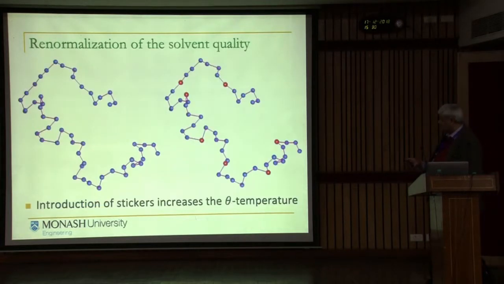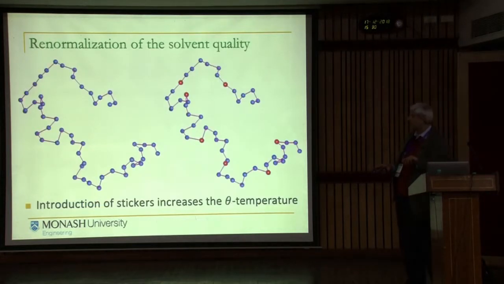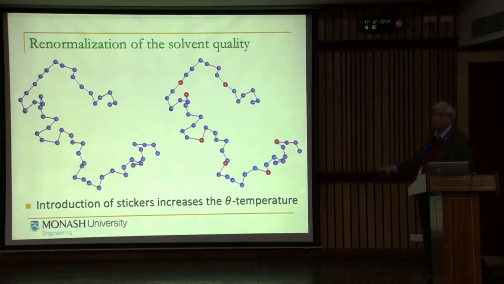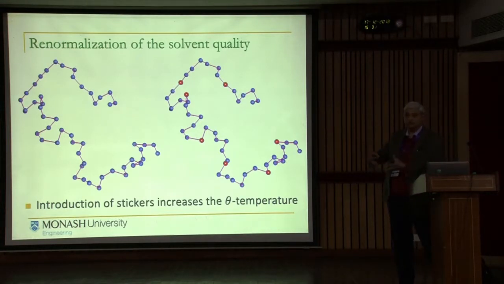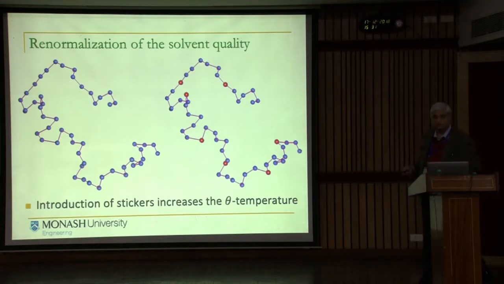Okay. I want to point out one important factor that's going to play a role later on. If you imagine you have a homopolymer in a solution, then you're aware there's a theta temperature below which it's a poor solvent and above which you have good solvent conditions. Just the fact that you've added stickers to your chains actually makes it a poor solvent because you've induced attraction between parts of your chain. And so you effectively get an increase in your theta temperature.